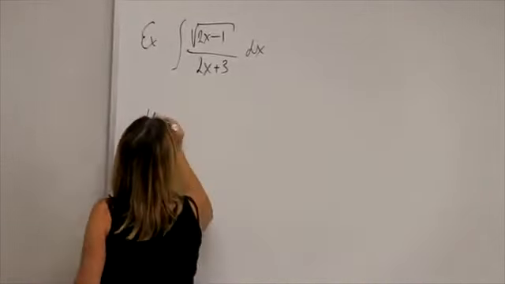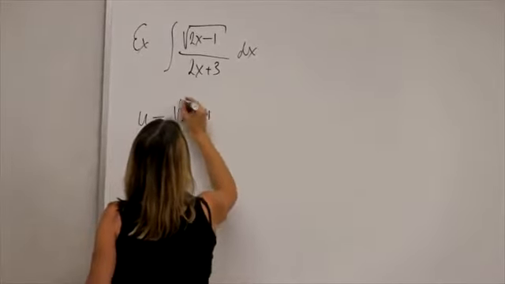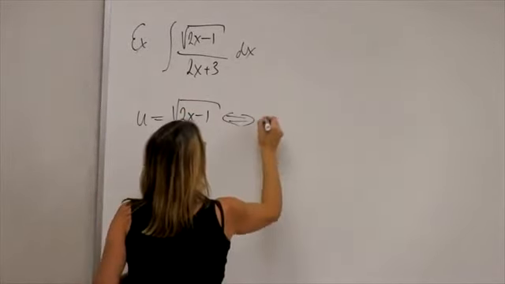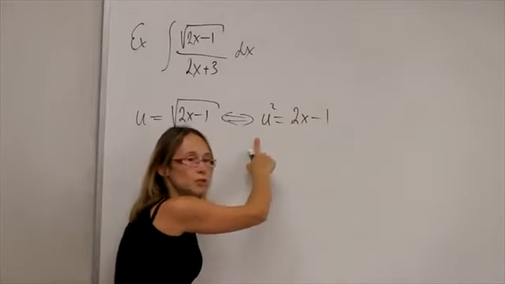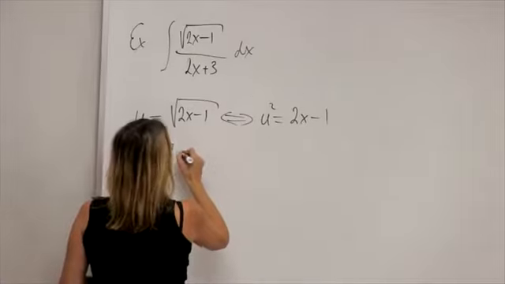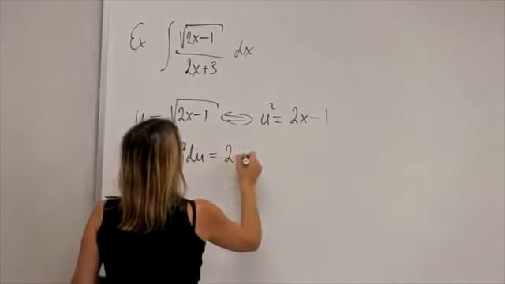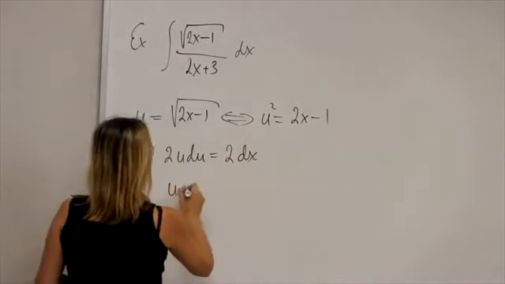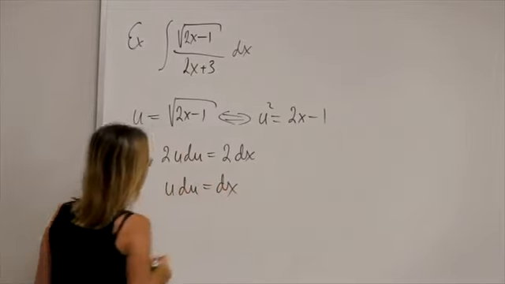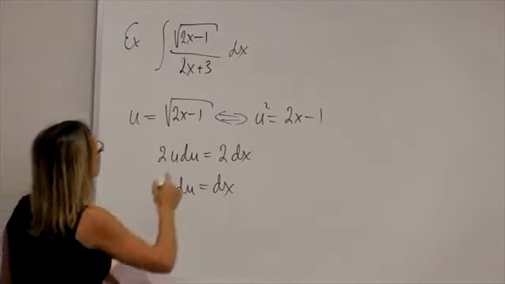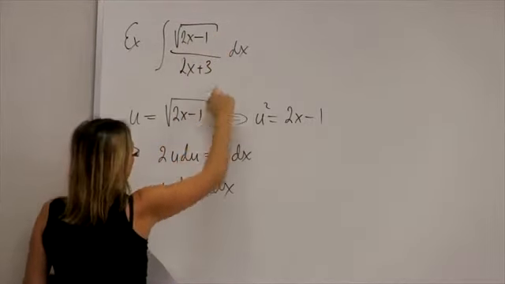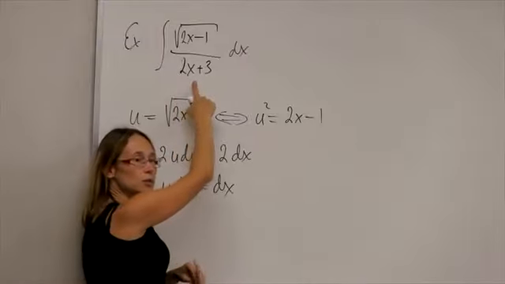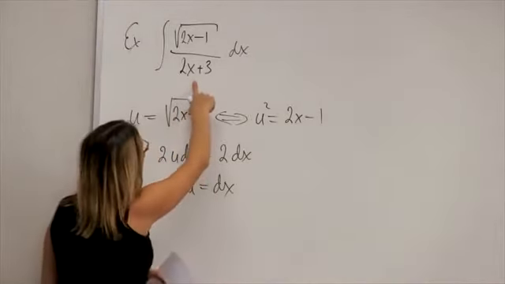Let's say that u is 2x minus 1, which means that u squared is 2x minus 1. And now this is better to differentiate. I say 2u du is 2 dx, or I divide by 2, I get u du equals dx. So this is kind of nice because I have the radical is u, dx is u du. Now I have to sort out the denominator.